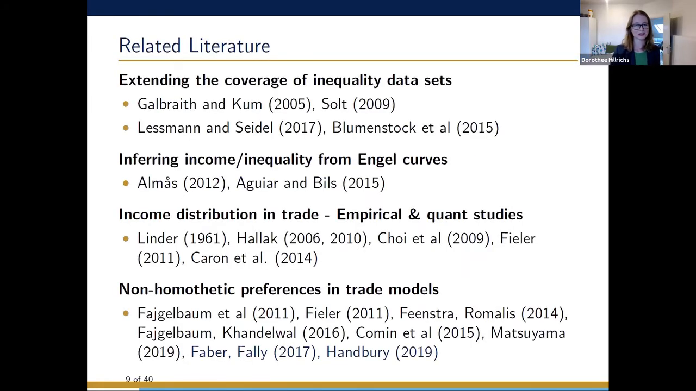Just one slide on the literature. So we're not the first to try to extend inequality data sets. We're also not the first to exploit this link between expenditure and income. And as I mentioned, we're building on a large literature in international trade that shows that the income distribution affects trade flows, and many different approaches that try to model this effect of expenditure on trade flows and income on expenditure.